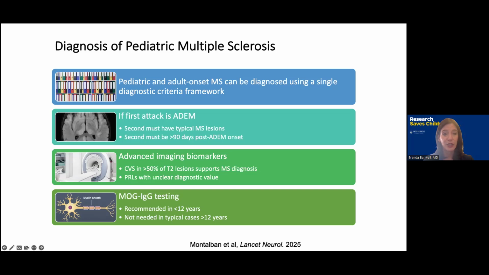The advanced imaging biomarkers, the central vein sign and paramagnetic rim lesions, are less well studied in children than adults, and so we're being careful and making sure that those apply equally well to pediatrics. And then, as I just mentioned, testing for MOG antibodies is very important, particularly in children under 12, because the pre-test probability of having MOGAD is almost 50%.